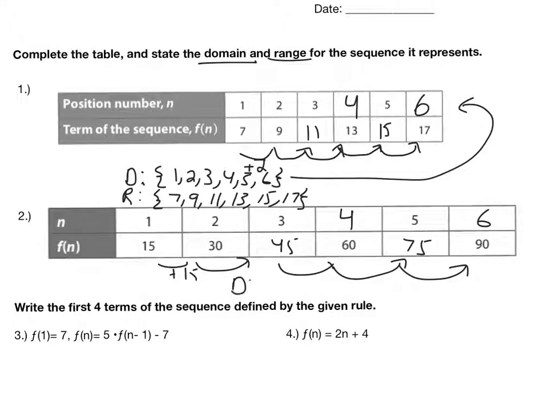Our domain is going to be your position values, which is 1, 2, 3, 4, 5, and 6. Our range is going to be 15, 30, 45, 80, 60, 75, and 90.